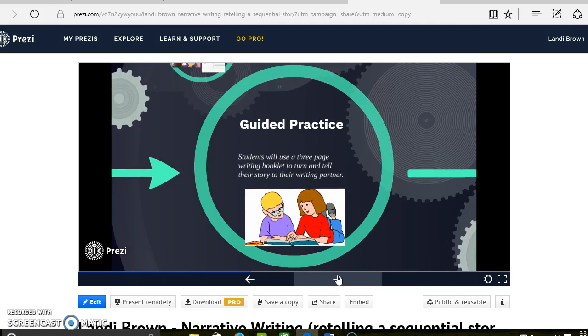Following the model, there'll be what's called a guided practice, and this is where students will be at the carpet with one another. They're going to turn and talk with their partner. Each student will have a 3-page booklet. There's nothing written on the booklet yet, it's empty, but they will turn with their partner and retell their story using this booklet, hopefully using the same skills that I showed them: touching the first, middle, and last page and using the transition words of in the beginning or first, then, and last.